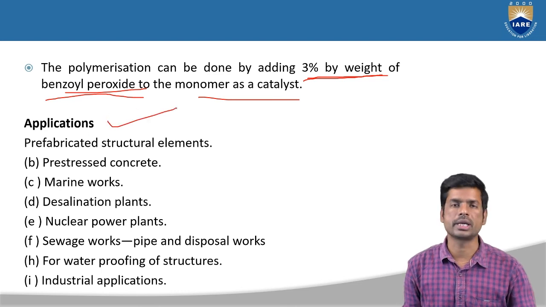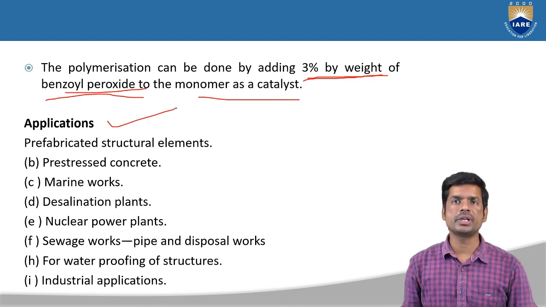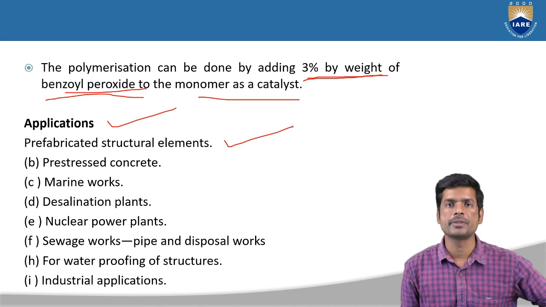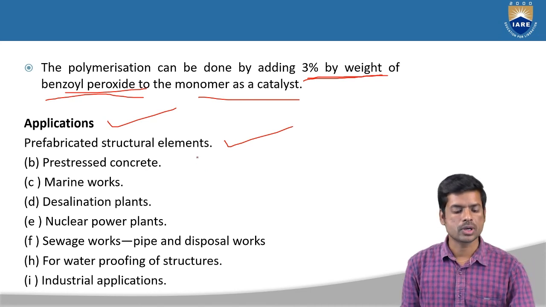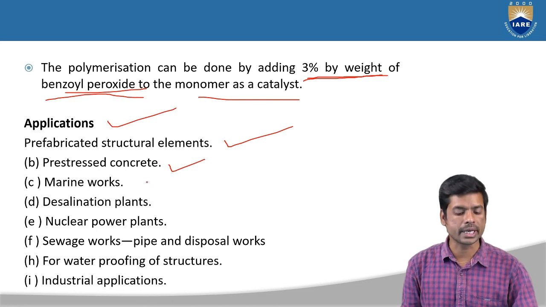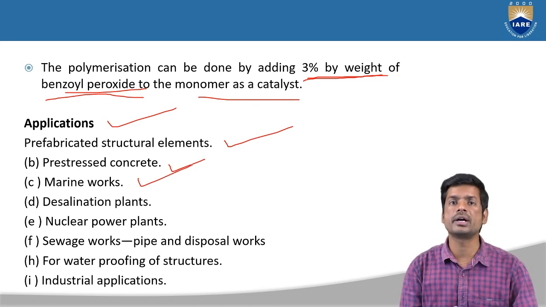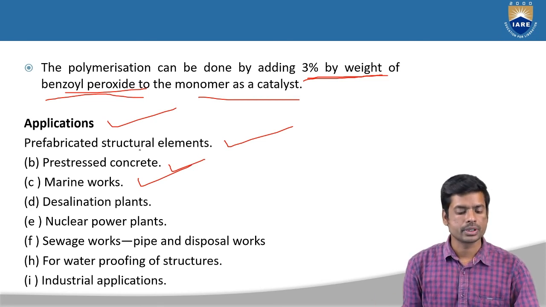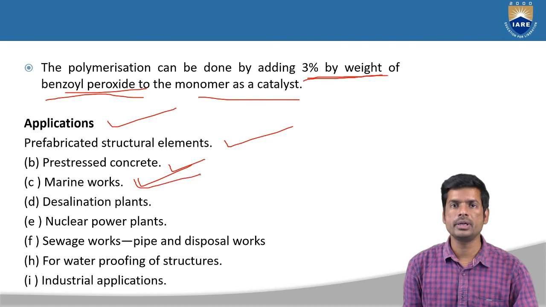Now coming to the applications, where we are going to use polymer concrete. The first and major application is prefabricated structural elements. The second application is pre-stressed concrete, where we also use polymer concretes. Next, marine works: to avoid the reaction with water, saline water, marine water, we use these polymers. And next, desalination plants.